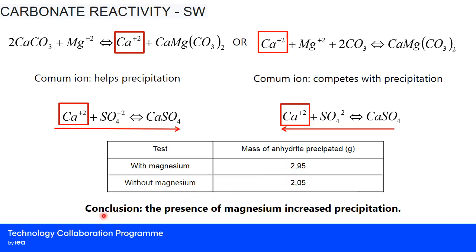So the conclusion of those tests was that the presence of magnesium increases precipitation. Therefore, we can take dolomitization into account and not the precipitation of dolomite.